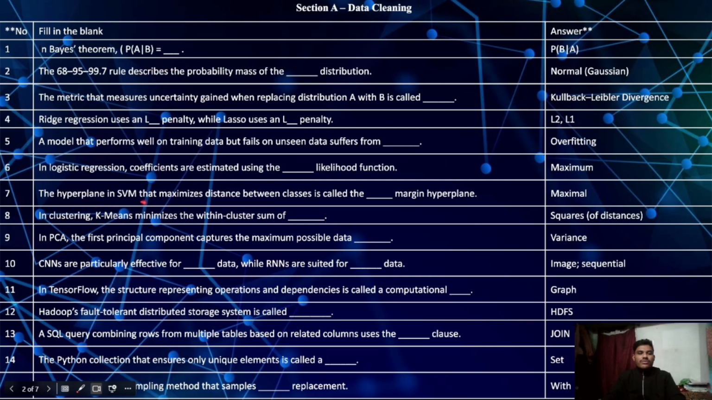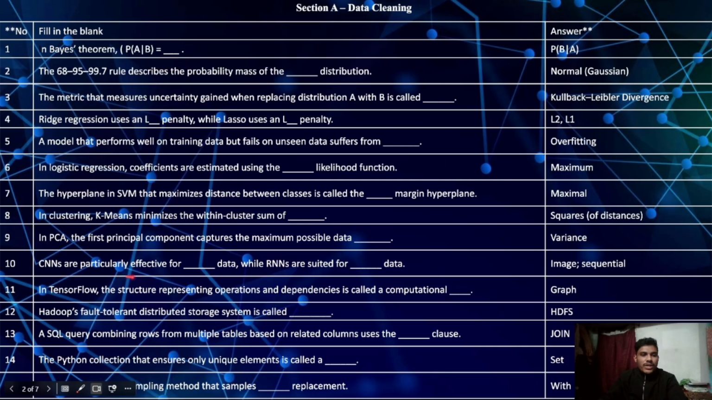Now, the hyperplane in SVM that maximizes distance between classes is called the dash margin hyperplane. So it is maximal. Justification: the SVM decision boundary is the maximal margin hyperplane. Now, in clustering, K-means minimizes the within-cluster sum of squares of distances. Now in PCA, the first principal component captures the maximum possible dash of data. Answer is variance, because PCA's first component captures the maximum variance.